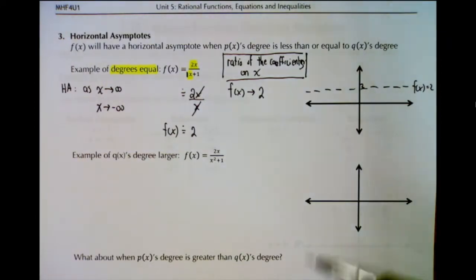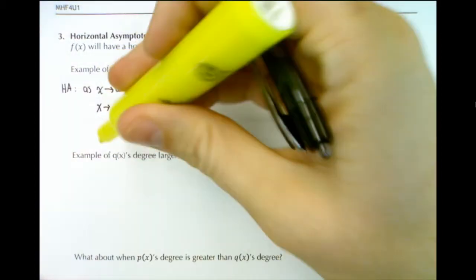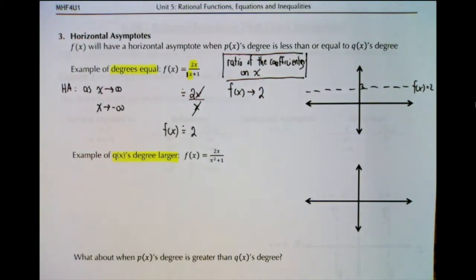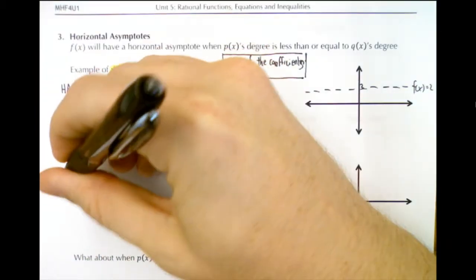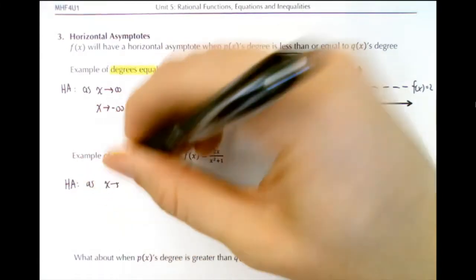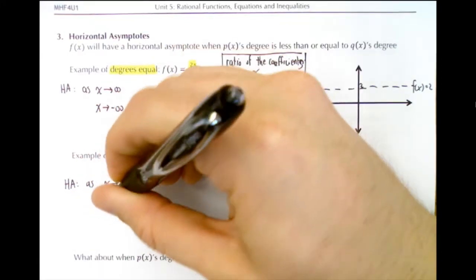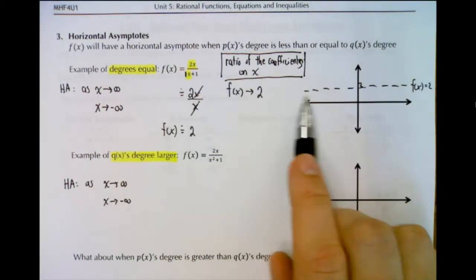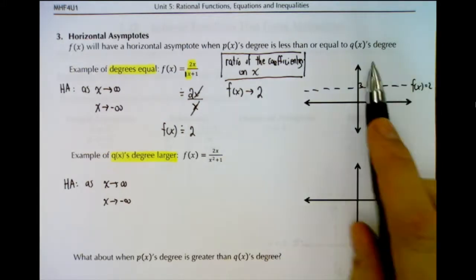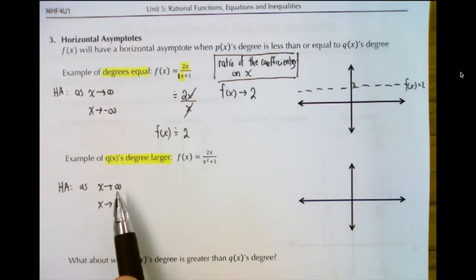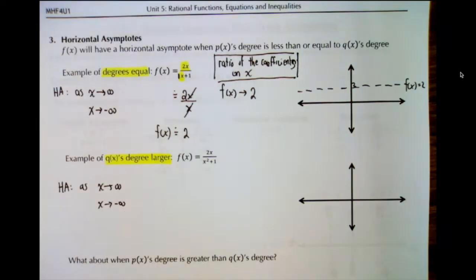Our second scenario when we have a horizontal asymptote is when the degree of the denominator is larger. When the degree of the denominator is larger, our horizontal asymptote will still occur as x approaches infinity and as x approaches negative infinity. So that's really far to the right or really far to the left on the graph. Where's the graph leveling off to? In our first case, it was leveling off to 2. As x approaches infinity or as x approaches negative infinity, what's happening to our graph?